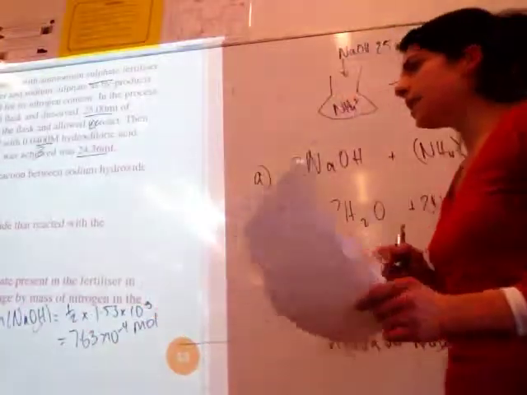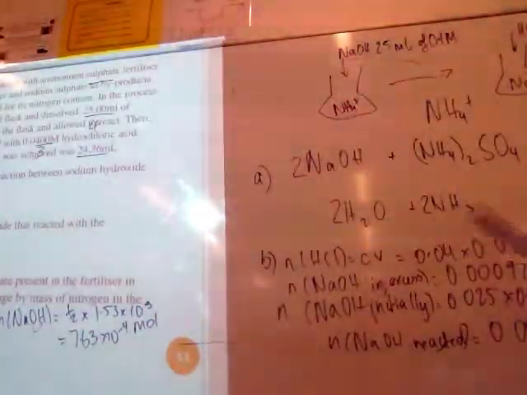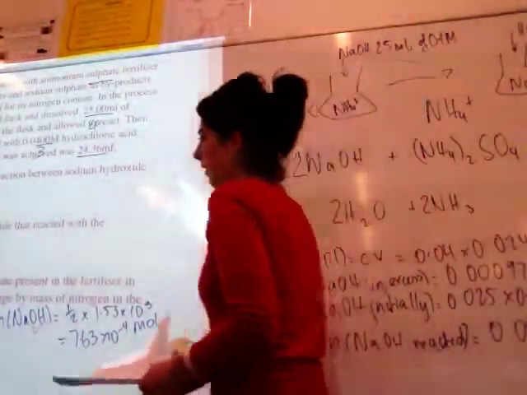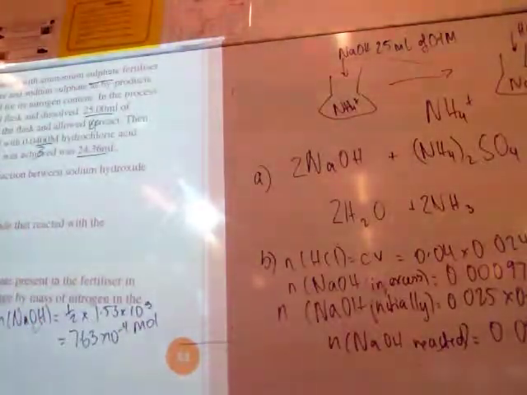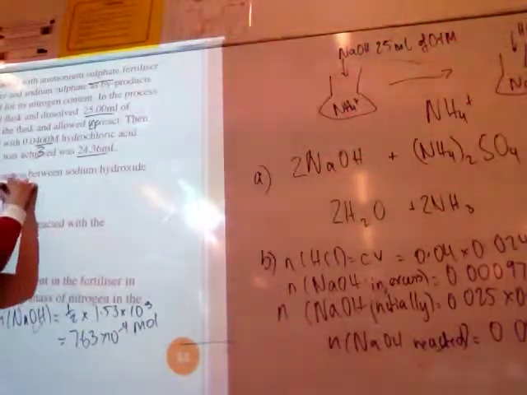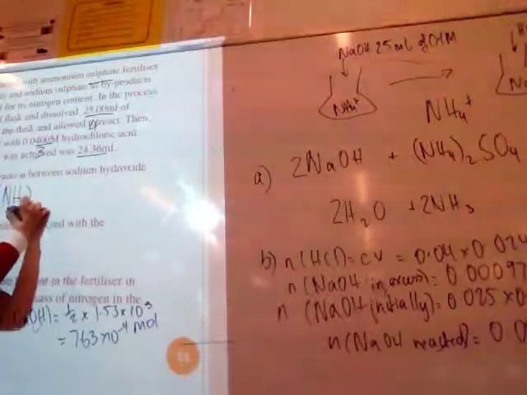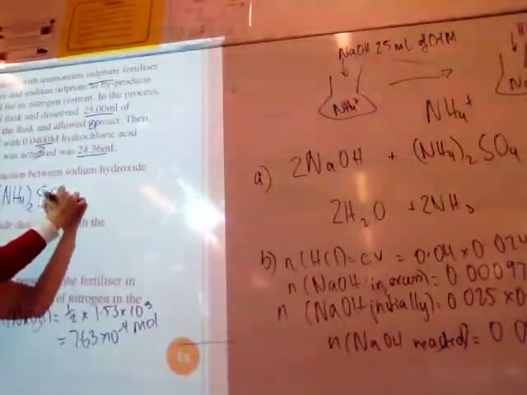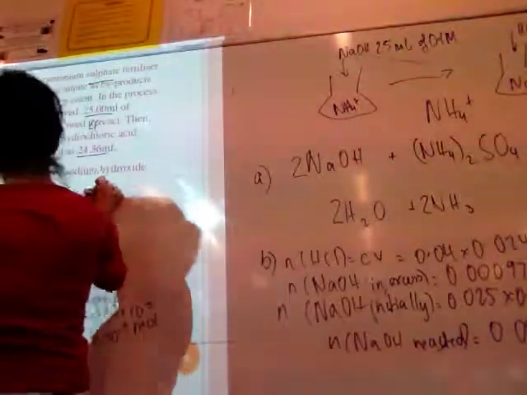But it's not asking us to find the percentage by mass of ammonium sulfate in the fertilizer. It's asking us to find the percentage by mass of nitrogen in the fertilizer. So in ammonium sulfate, how many moles of nitrogen do we have? Two. Excellent. It breaks up into two.